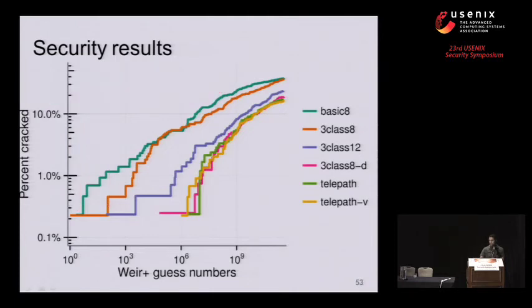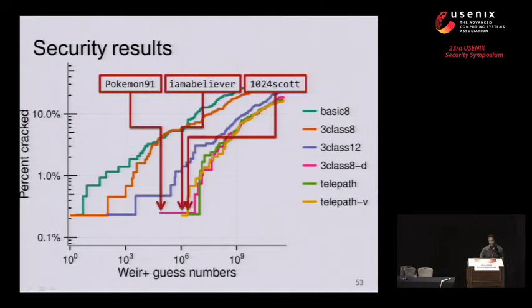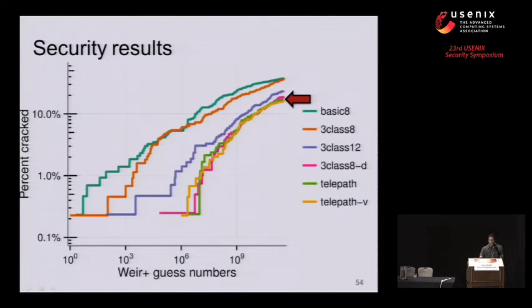The dictionary policies fared much better, where the weakest passwords were Pokemon91 for 3 Class 8D, which was around the 65,000th guess, and "I am a believer" and 1024Scott for the Telepath policies, and these required close to 1 million guesses. Beyond the weakest passwords, the dictionary policies were once again stronger than the character requirement only policies, up to very large numbers of guesses. Once again, we find no substantial difference between Basic 8 and 3 Class 8.